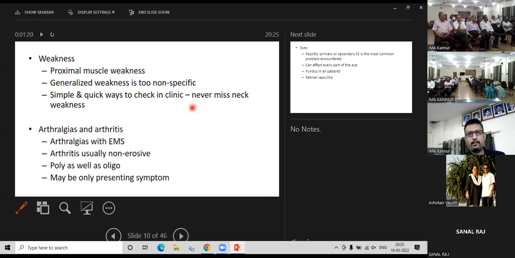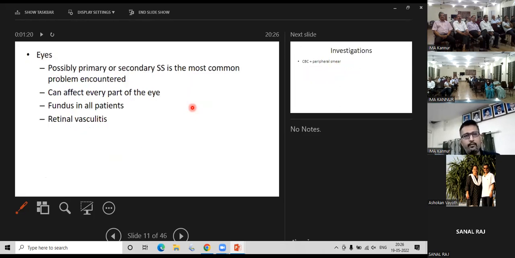Next is arthralgia, arthritis, probably another common symptom in connective tissue diseases. It usually presents with an early morning stiffness. That is possibly one of the easiest ways to find out if the pain is significant with relation to connective tissue disease or not. It is usually non-erosive in connective tissue diseases. It can be both poly as well as oligoarthritis, and it may be the only presenting symptom with nothing else, no skin, nothing else.